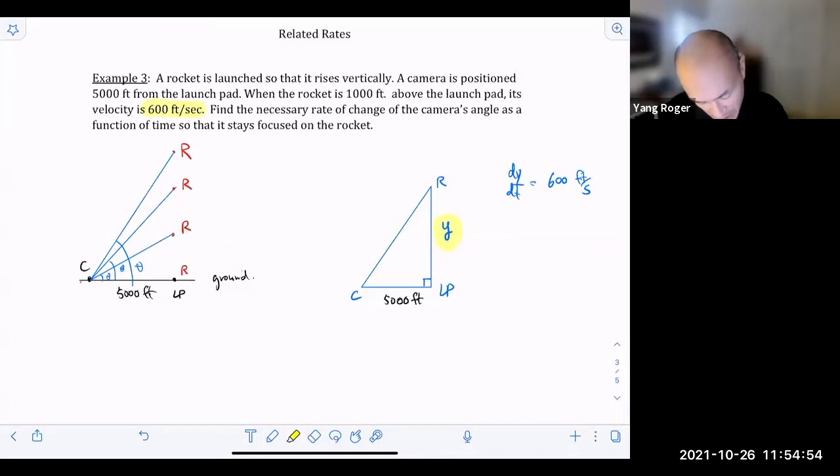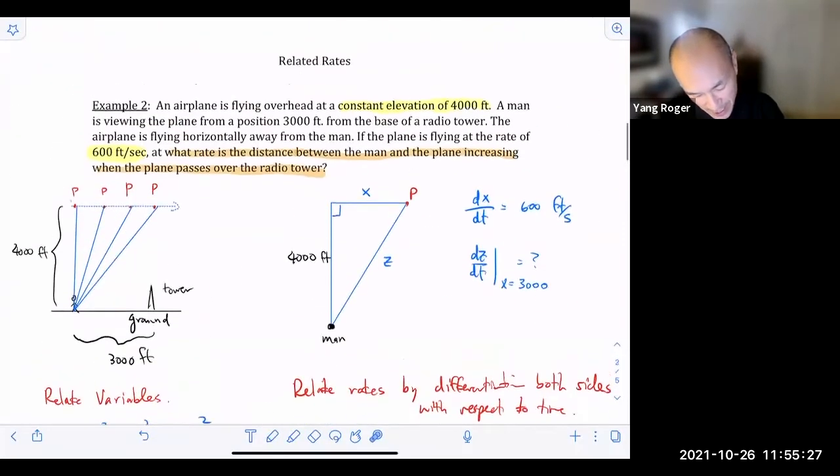We had one vote for Z. And Z would be the distance from the camera to the rocket. My question for you is, do you think we should label this as Z? I'm going to say no. The reason why is, number one, they did not give me dz dt. Number two, they're not asking me at what rate is the distance between the camera and the rocket increasing. That's not what they're asking me.